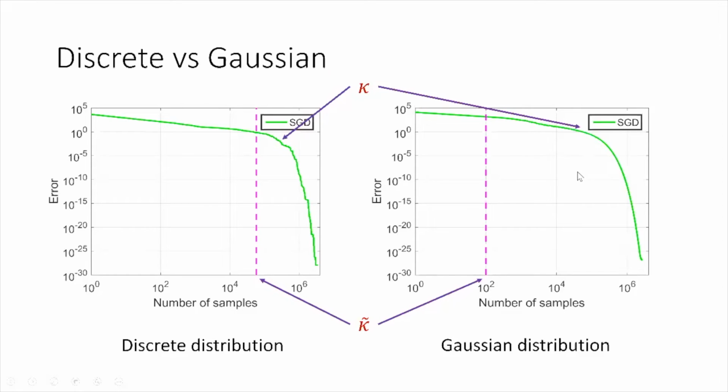What this suggests is that even though information theoretically it may be possible to achieve a faster convergence rate, SGD itself is not achieving that faster rate, and the sharp decay is still happening at around 10 to the 4 samples, which is the value of the computational condition number.